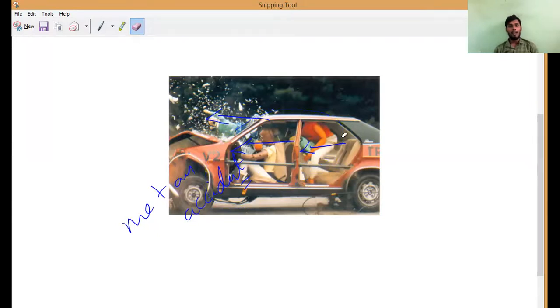Even nowadays, cars provide seat belts for the back seats too. Is it yes or no? Yes, sir. So what is the reason behind it? Can you say? This is also Newton's second law of motion. Can you say why? You may observe carefully here.